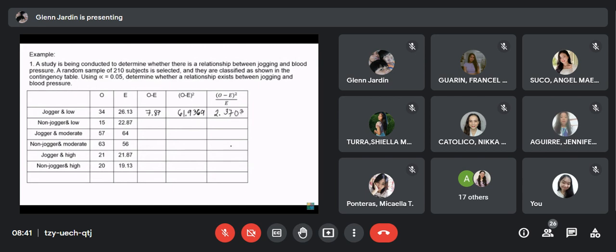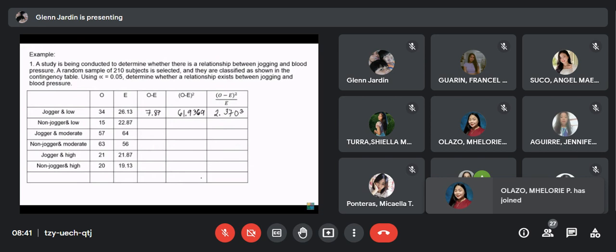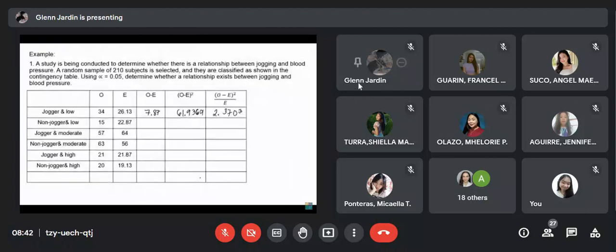Meron tayong 3703. We will do the same with all the rows that you can see here. So, pwedeng i-pause mo muna to for 10 seconds. Gawin mo on your own. And then after 10 seconds, i-reveal natin ang tamang sagot.